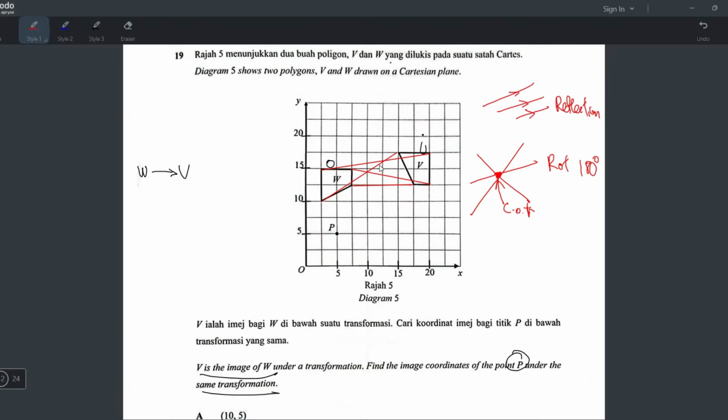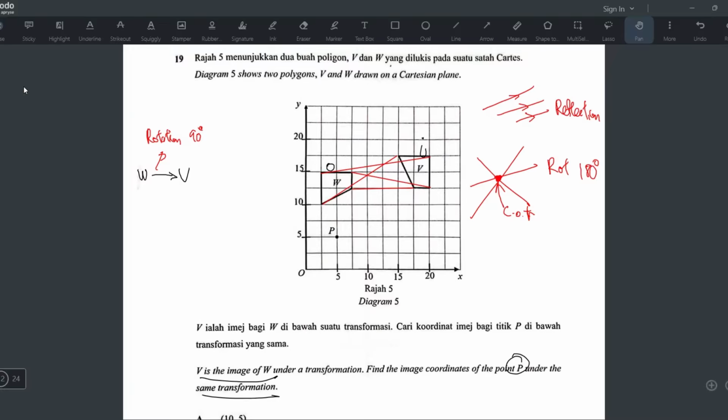Okay. So now what you have to do? So now you know already lah, it's rotation 90 degree, right? But when you're doing rotation, you need to know the center. And also you need to know it's clockwise or anti-clockwise. So what I will do now is find out the center of rotation. Yeah, you need to find the center because later you have to find image of P using the same transformation. That means later you have to use the same center to do rotation for P. Okay, how to find center of rotation kalau 90?